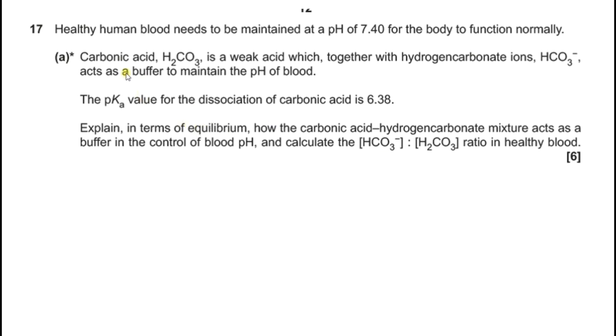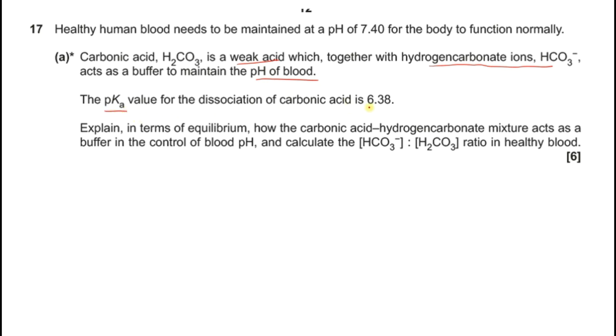Okay, here's a 6-mark question on the blood equilibria and the buffer system that's present in the blood to maintain a healthy pH of 6.38. So H2CO3, look at the information really carefully, take a moment to read it carefully. What is given here is H2CO3 is a weak acid, first of all, together with hydrogen carbonate ions, which is its conjugate base. You can see that straight away. It acts as a buffer to maintain the pH of the blood.